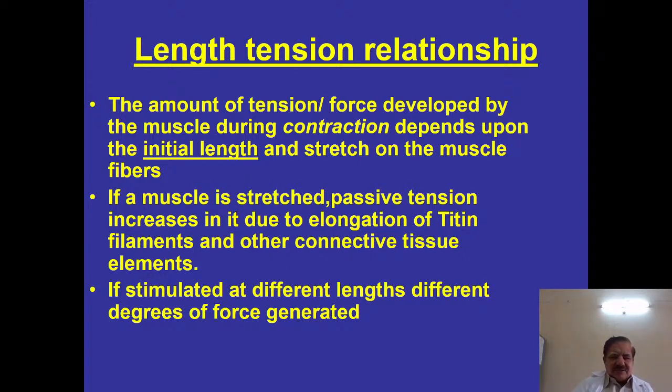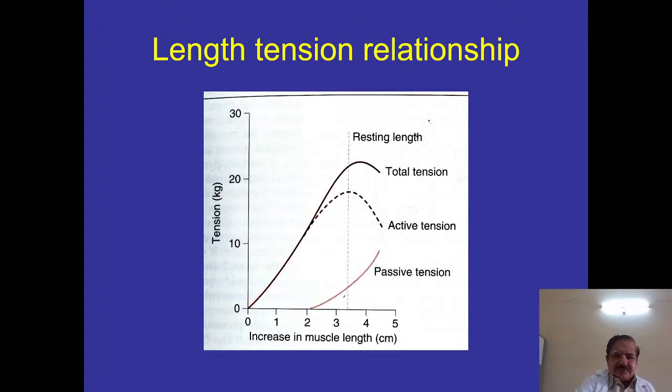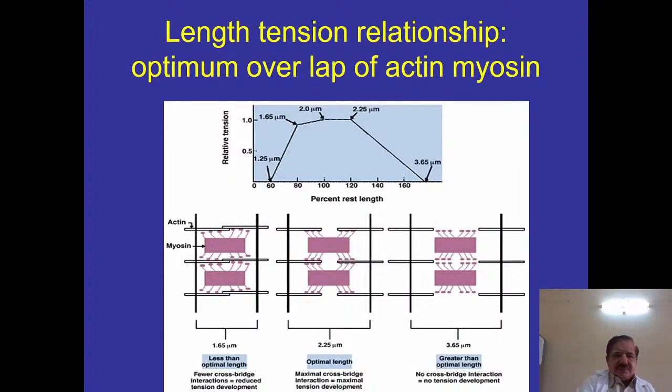That is called the ratchet theory, where they are moving over the actin filament, coming forward. Length-tension relationship, that is, length and tension, depends on optimum overlap of the actin and myosin filaments.